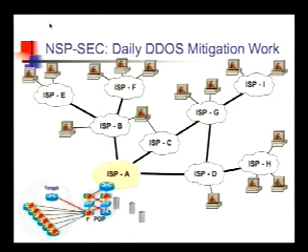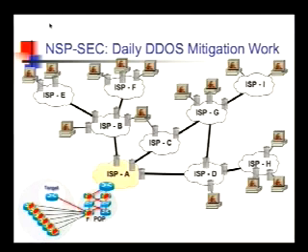So, a day in the life of a service provider. Something bad is happening. We want to throw up blocks and stop the bad traffic from ingressing our network. We throw out the blocks. Then we use the NSP SEC community to work with other service providers so that they can continue to block the bad stuff, trace it back through their networks until, again, we get to the source of the attack and then stop it at the source.